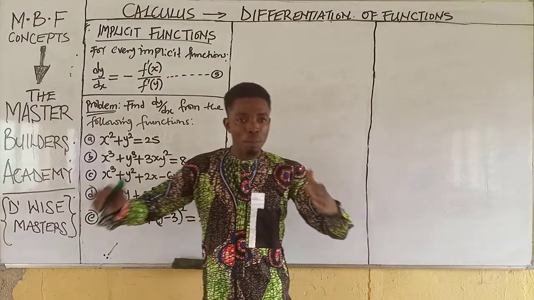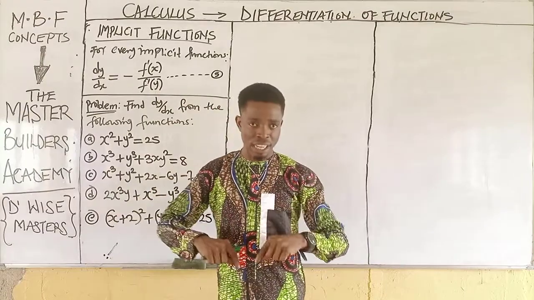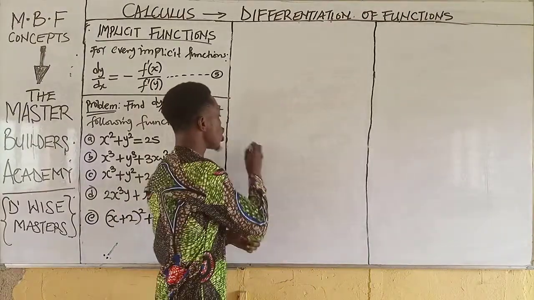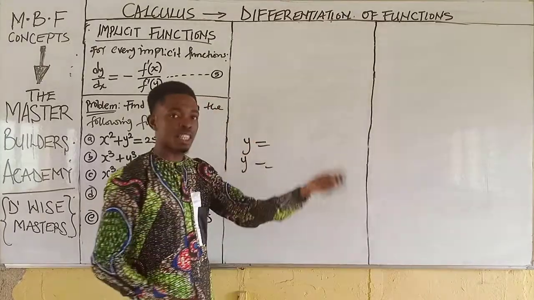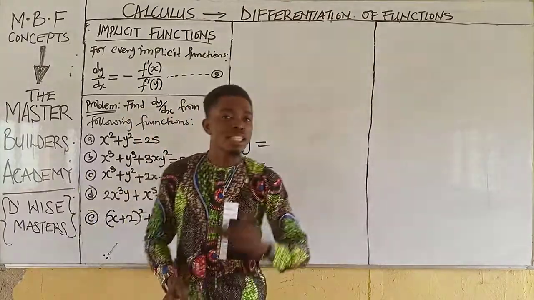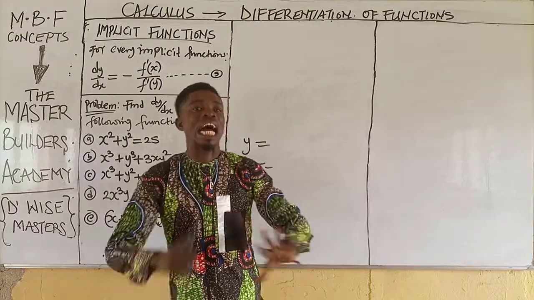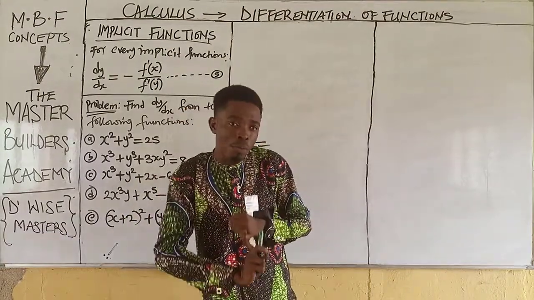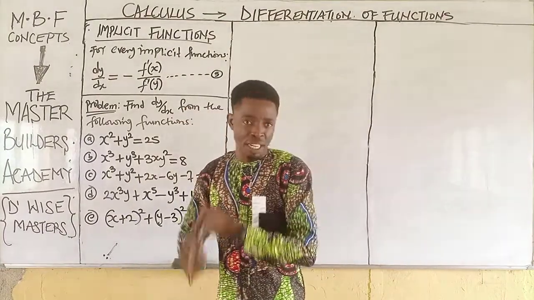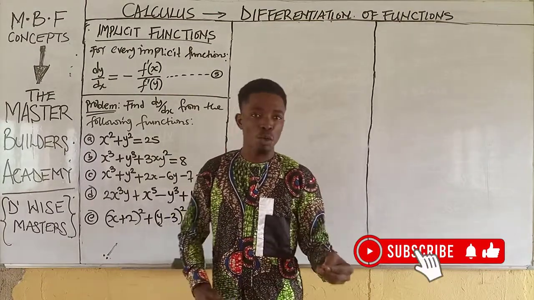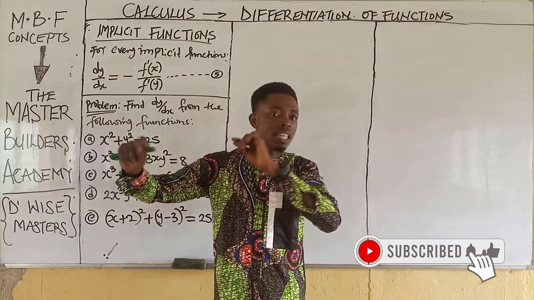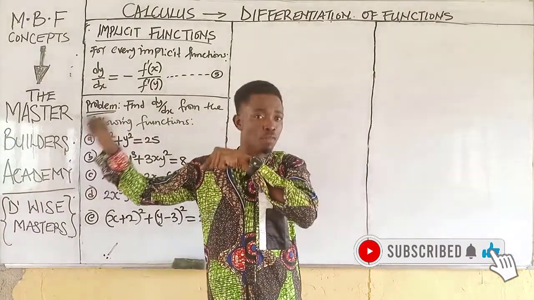Now, when you look at the problems we have solved before this current lesson, you discover that we were always given that y is equal to, meaning y is always the subject of the formula, and hence y becomes a dependent variable, while x is the independent variable.